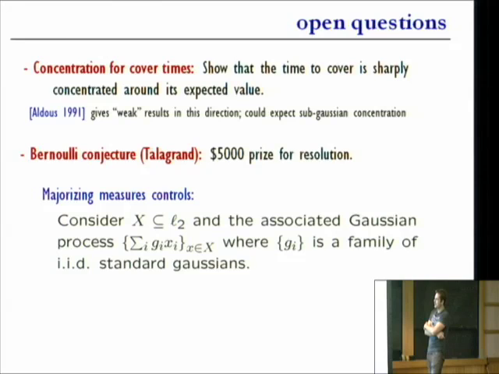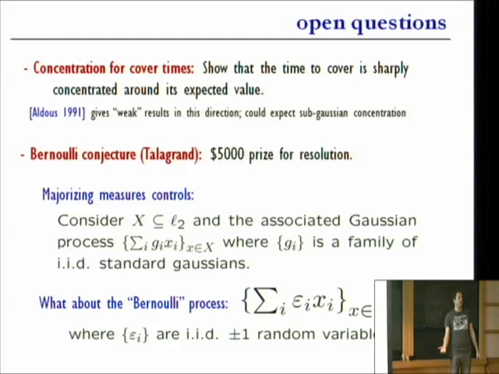So what we said is that majorizing measures theory controls Gaussian processes. I take a subset of points in L2. I look at this random process where these are IID Gaussians. I look at all these random variables. The majorizing measures give some way of controlling the expected maximum of this process. So what Talagrand asks is, what about the Bernoulli process? What if instead of Gaussians, I just use random plus minus ones? What happens there? So again, I have a family of vectors.